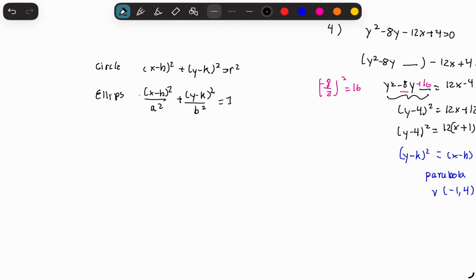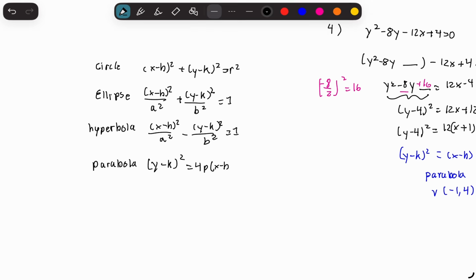And then for our hyperbola, that's when you had x minus h squared over a squared minus y minus k squared over b squared is equal to 1. And now finally for our parabola, you had y minus k squared is equal to 4p times x minus h. And this one has a variant of x minus h squared is equal to 4p times y minus k. And that's because you have a vertical or a horizontal parabola.